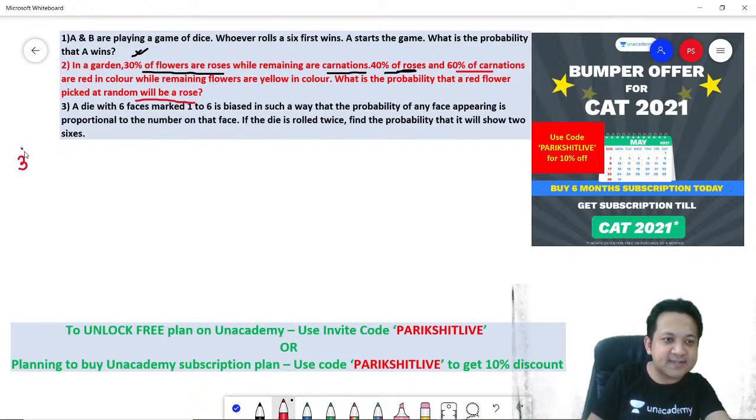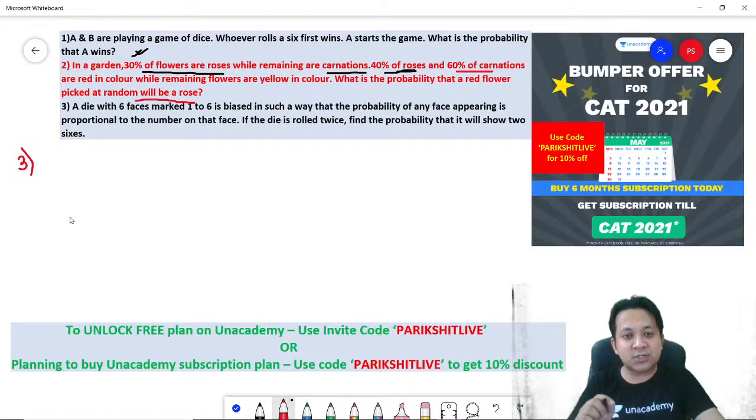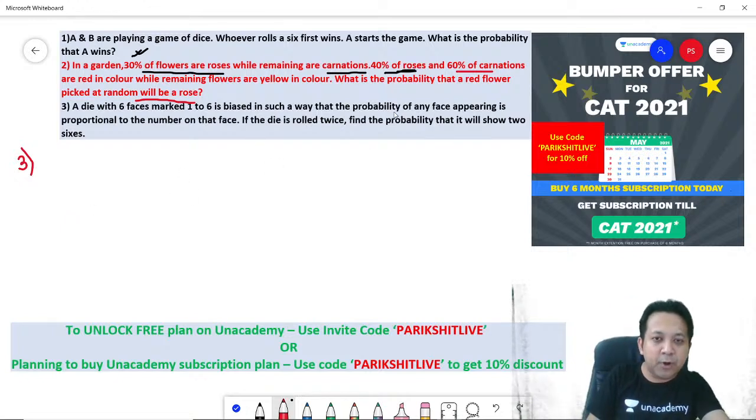A die with 6 faces marked 1 to 6 is biased in such a way that the probability of any face appearing is proportional to the number on that face. If the die is rolled twice, find the probability that it will show 2 sixes. Okay, very important. Probability of any face appearing is proportional to the number on that face.